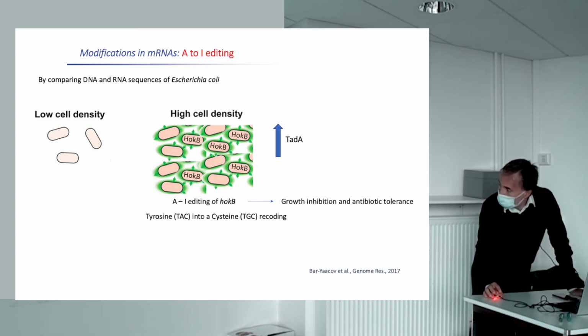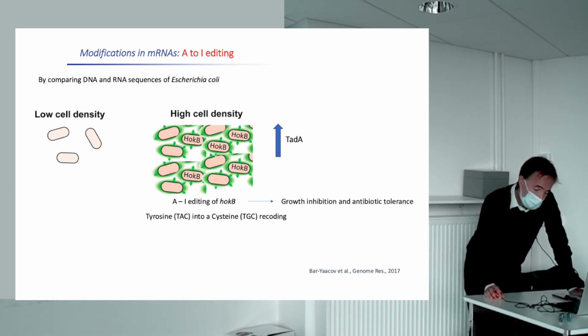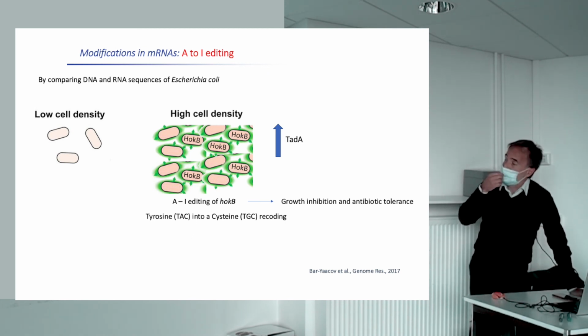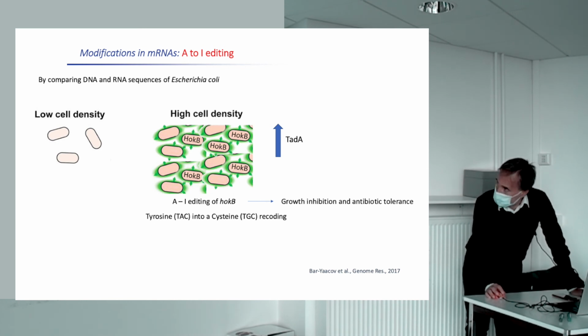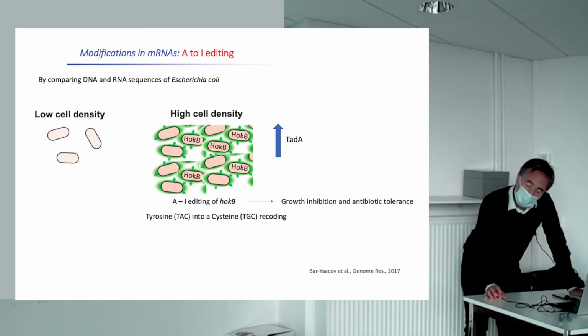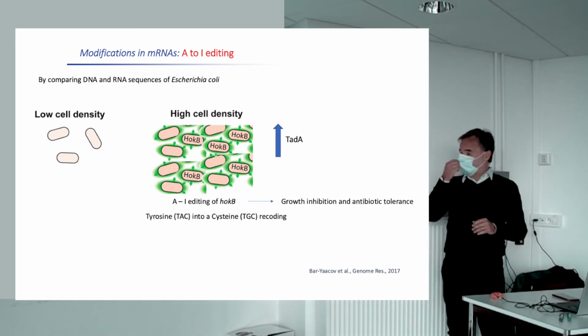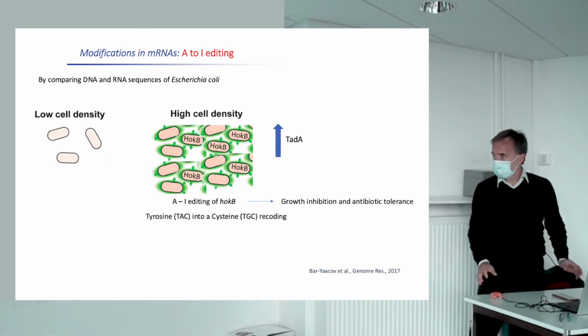Okay, so this work from 2017 showed that in E. coli, so E. coli is not really a pathogen, at least the strain that they were using in this work is not pathogenic, but nevertheless, they show that when you have high cell density, the TadA enzyme increases. So you have much more editing in the cell. But the editing is not all over. It is concentrated on specific messenger RNA, specific RNA molecules. And this is especially the messenger RNA coding for a toxin, that is HokB.